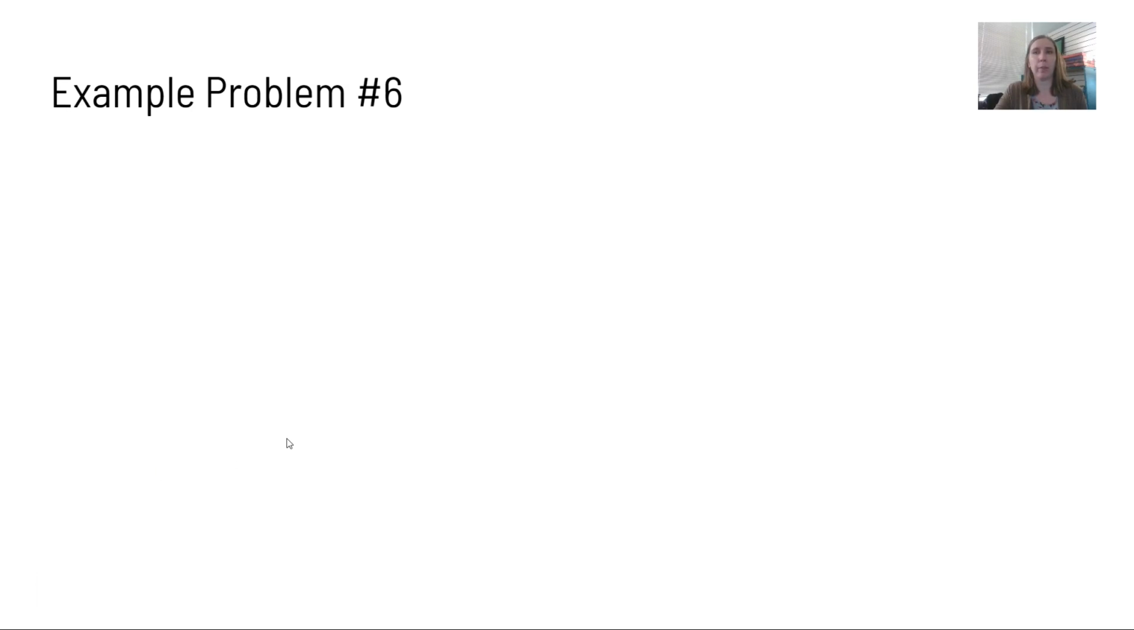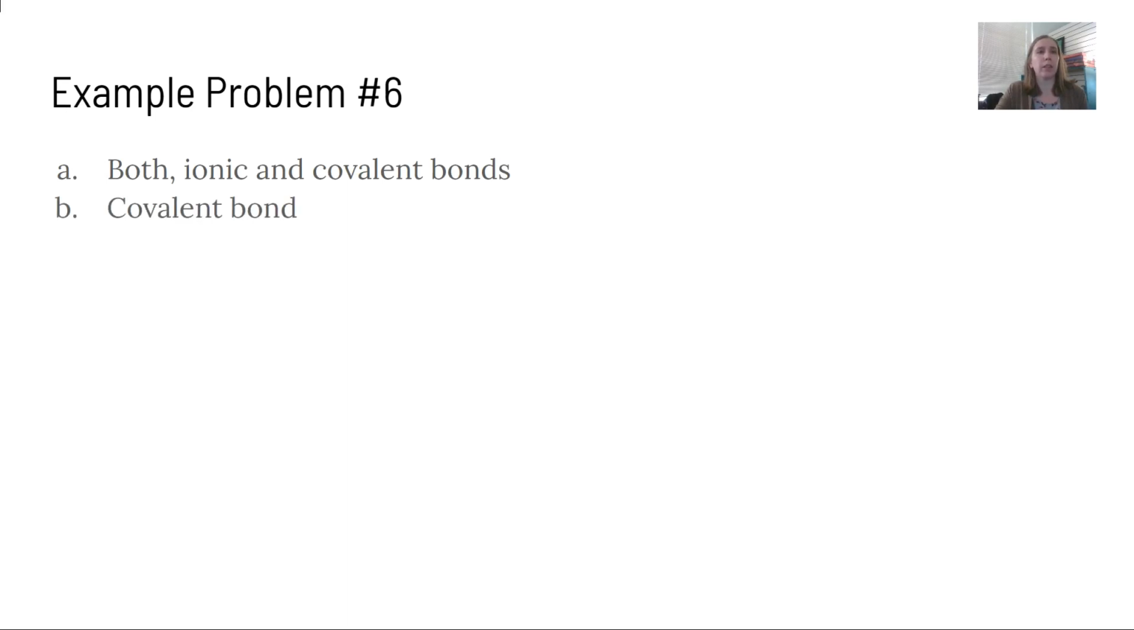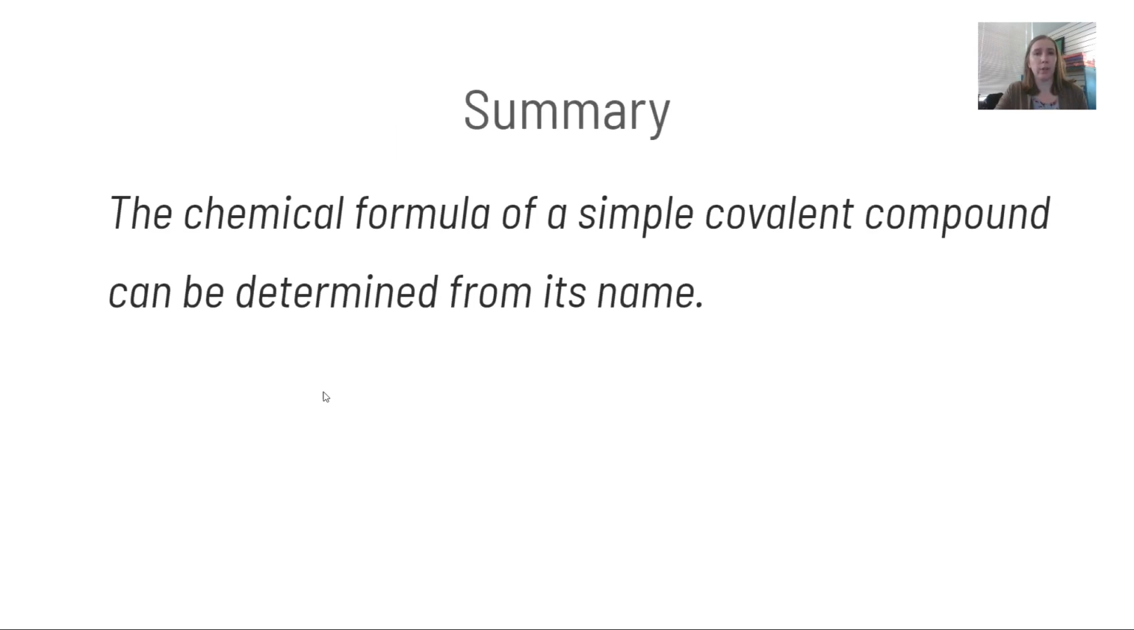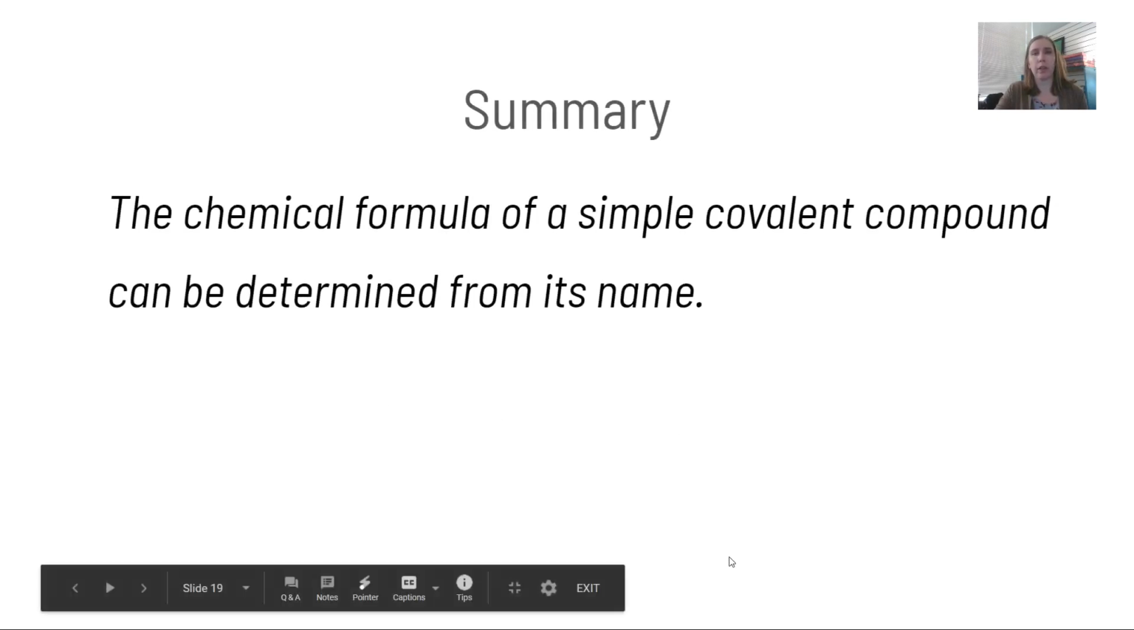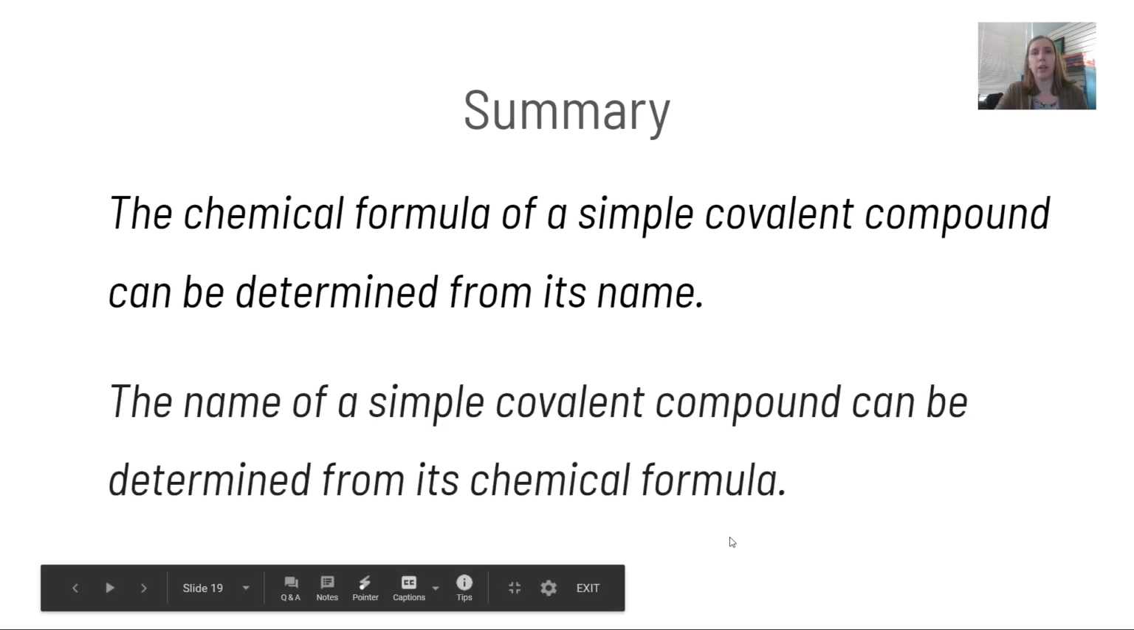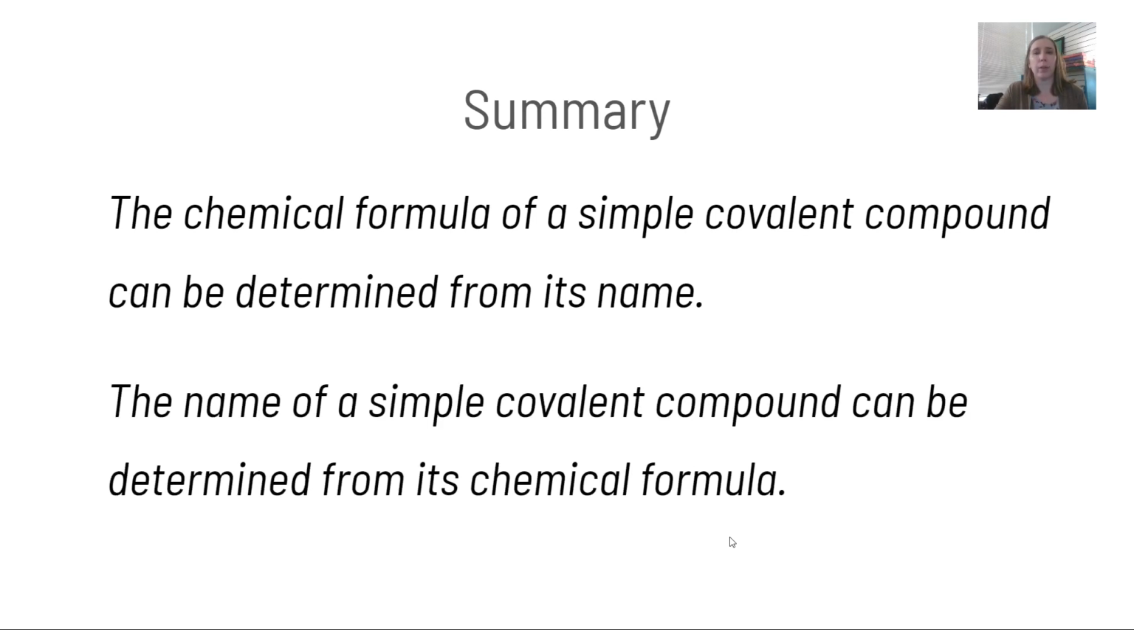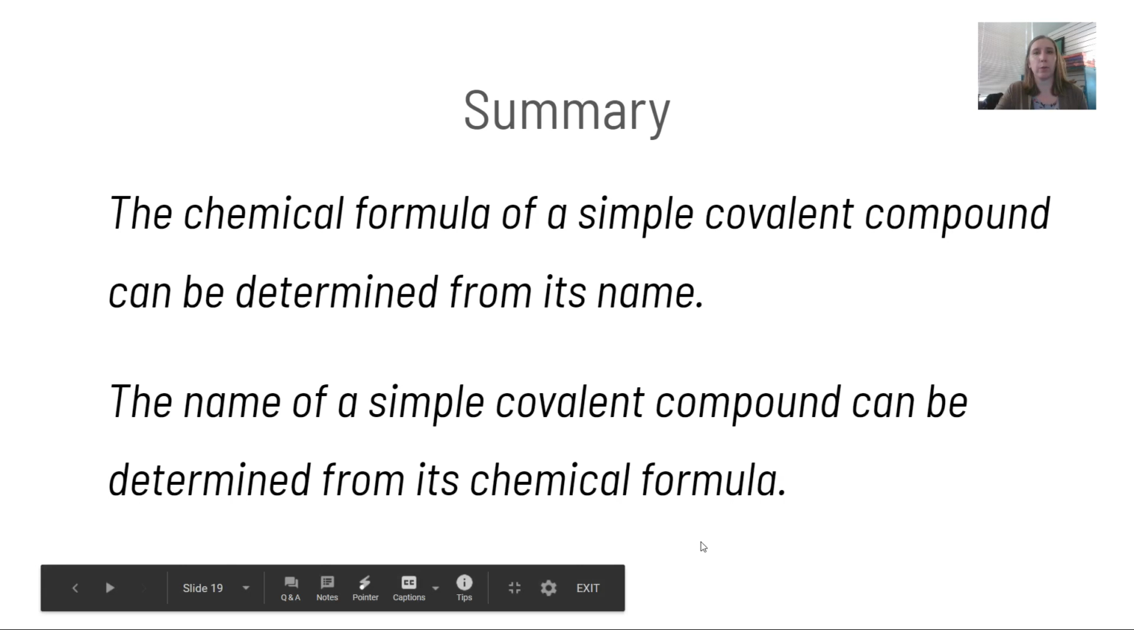Okay, so you're coming back, you just worked through the problem and paused the video. So A, both ionic and covalent bonds because there's a polyatomic ion group. B is only covalent, and C is ionic, metal and nonmetal. Remember, covalent, 2 nonmetals. So in summary, the chemical formula of a simple covalent compound can be determined from its name, and the name of a simple covalent compound can be determined from its chemical formula.